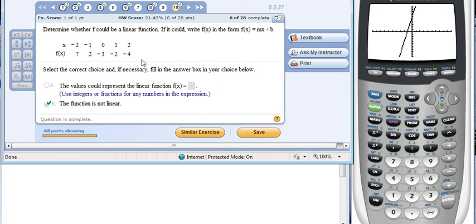Now, there might be two that are the same. Let's just say you pick a pair and you pick another pair and it happens to have the same slope. You have to be really careful, because it could have the same slope between a few points but not others, and that doesn't necessarily mean it's linear. So you have to make sure you check more than just one set. Okay?